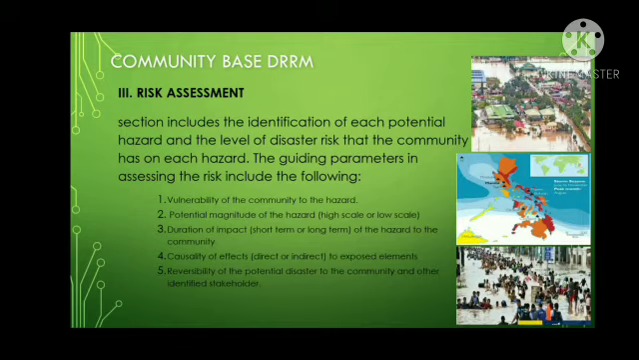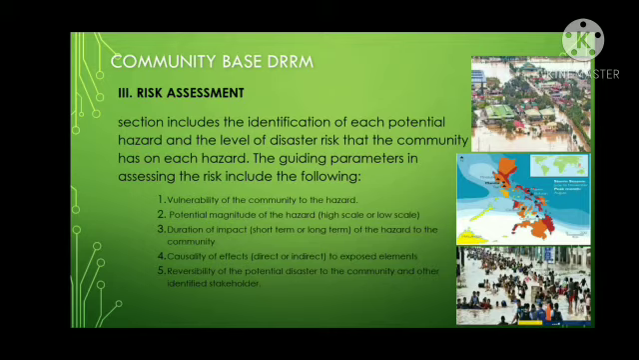Next, we have the potential magnitude of the hazard, high scale or low scale. The frequency of a natural hazard event is the number of times it occurs within a specified time interval in a given particular area. The magnitude of a natural hazard event is related to the energy released by the event. It is distinguished from intensity, which is related to the effects at a specific location or area. And in that case, we can now measure highs or lows on the scale of potential magnitude of hazards.